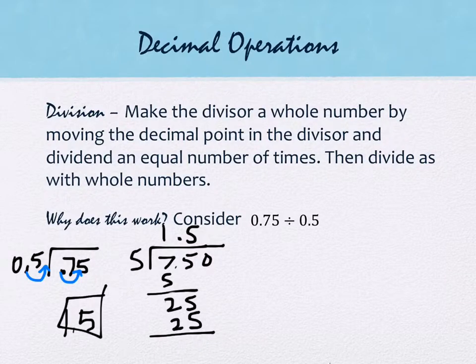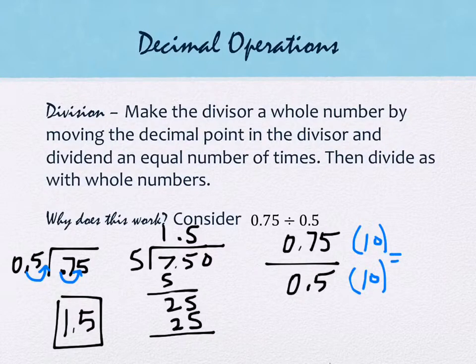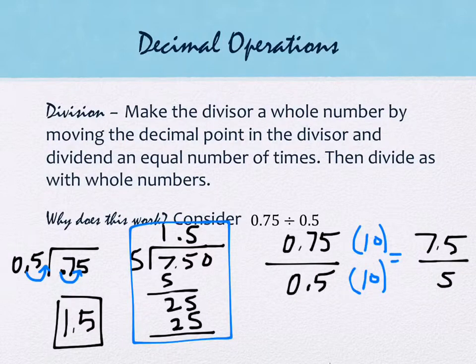And the question of why does it work or how does it work is what's coming next. So I'm going to take these values and write them as a fraction. You know, ignore interpreting the division sign right there, it is actually a fraction. We need a whole number in the denominator. Moving the decimal places is multiplying by 10, so we're just multiplying by 10 on top and bottom. Then this becomes 7.5 divided by 5, and you can do that division exactly the same way that we did this. No difference.